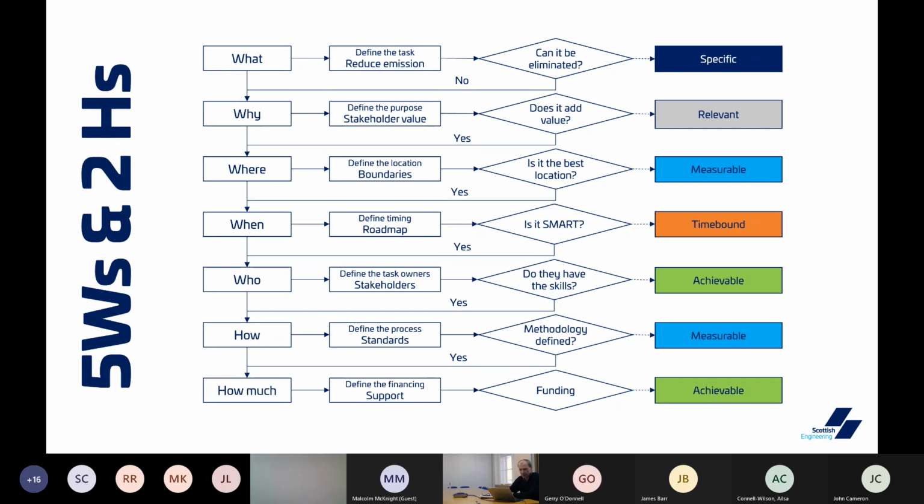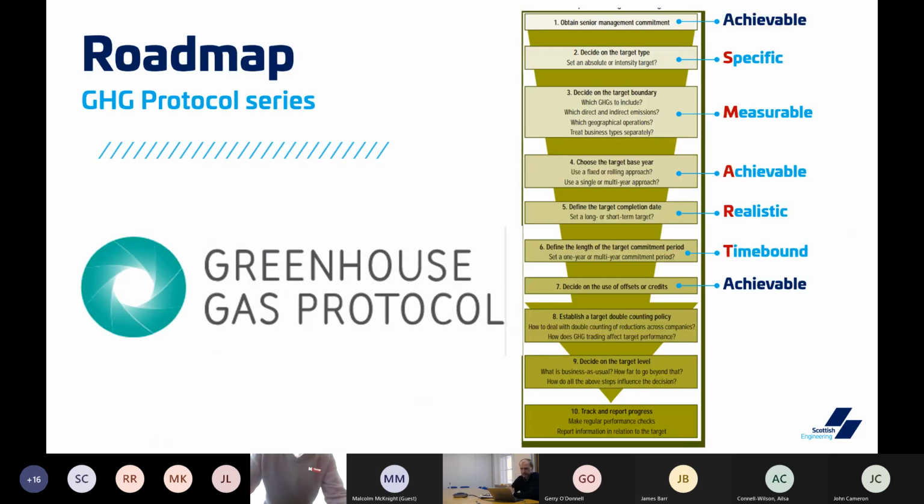So that's the way we're going to look at the roadmap, and those are the pieces we're going to put together to deliver a SMART roadmap, and then we look at how we can assemble it at the end. So an example of a roadmap or a process for a roadmap, if you look at the Greenhouse Gas Protocol, then you can see how it is SMART.